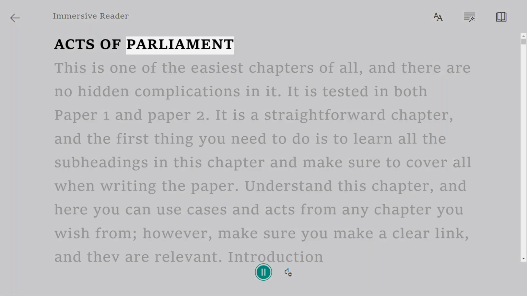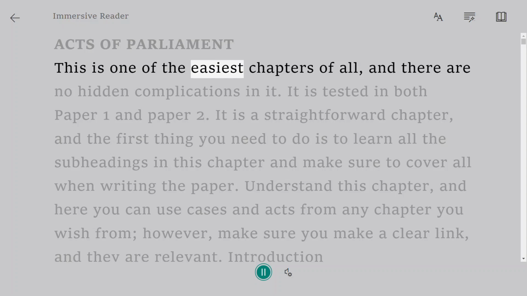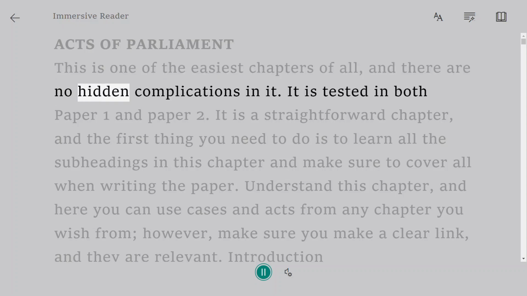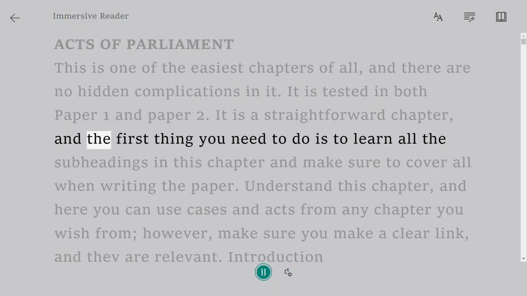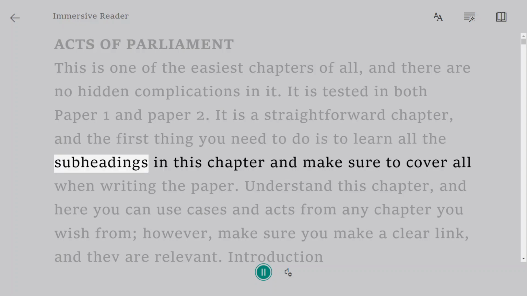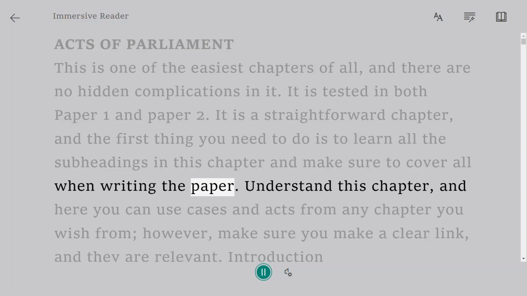Acts of Parliament. This is one of the easiest chapters of all, and there are no hidden complications in it. It is tested in both Paper 1 and Paper 2. It is a straightforward chapter, and the first thing you need to do is to learn all the subheadings in this chapter and make sure to cover all when writing the paper.